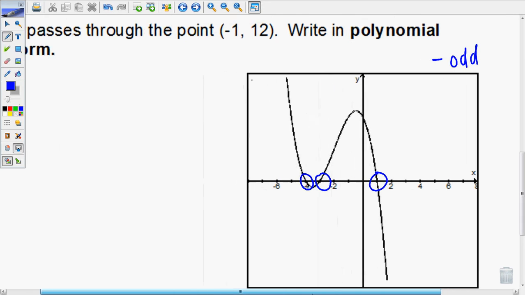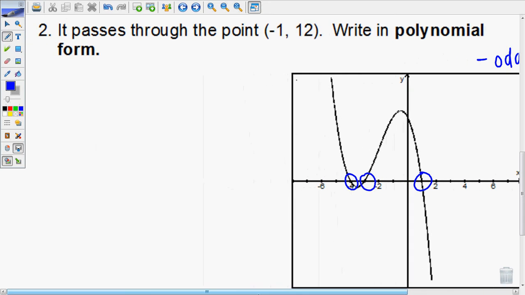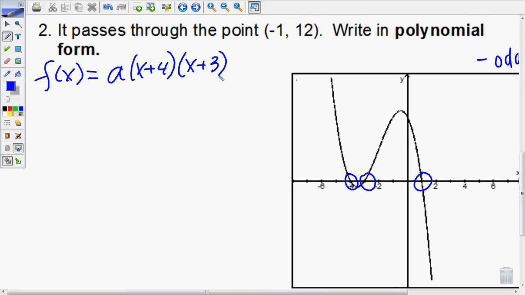All right, so let's write our factors. Each time we do this, it's going to be f of x equals your unique a. So what a is going to make this work? What are my factors? How did I get -4? x plus 4. There we go. That came from x plus 4. How did I get -3? x plus 3. And how did I get 1? x minus 1. Perfect.